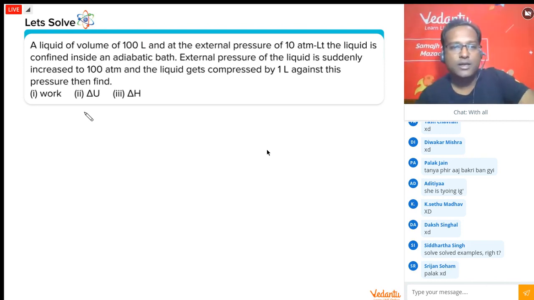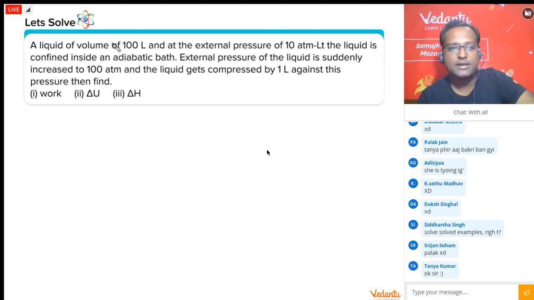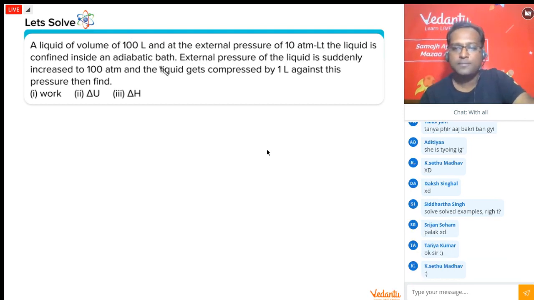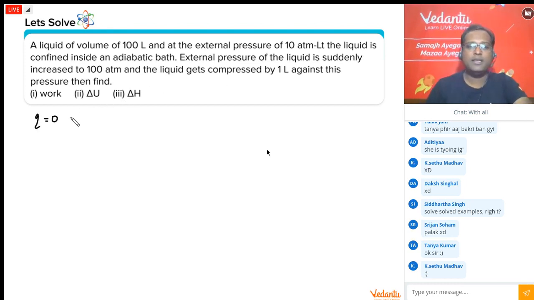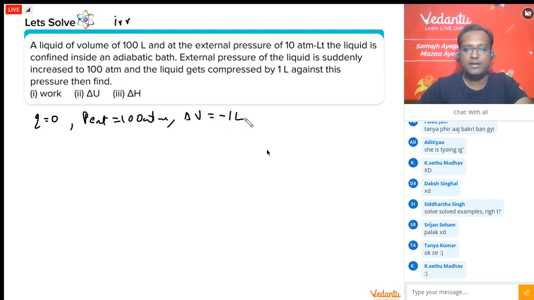Okay, let's continue. A liquid of volume 100 liter at an external pressure of 10 atm is confined in an adiabatic bath, meaning heat cannot be lost. Q is zero. External pressure of the liquid is suddenly increased to 100, meaning we are talking about an irreversible process. P external is 100 atm, and it is compressed by 1 liter, meaning delta V is minus 1 liter. Right? Data extraction done.